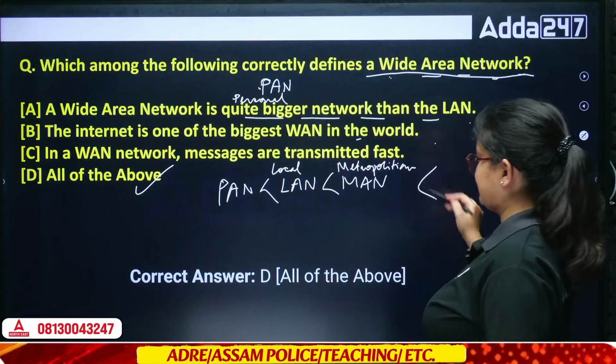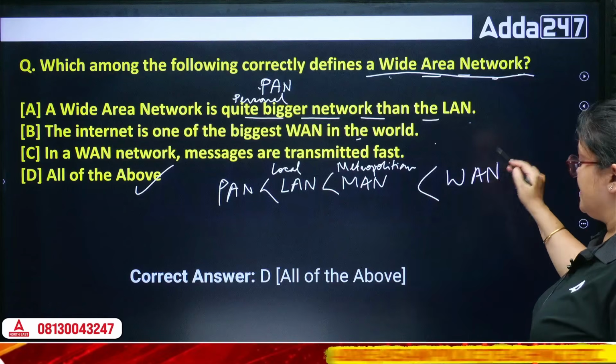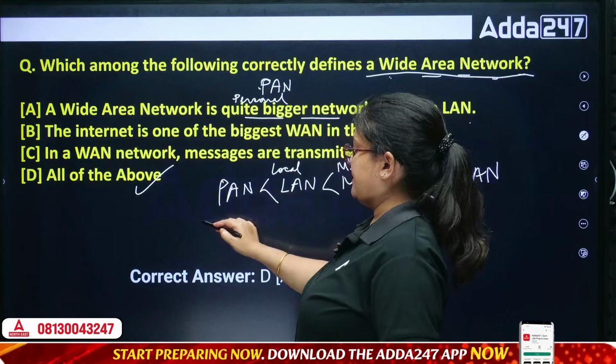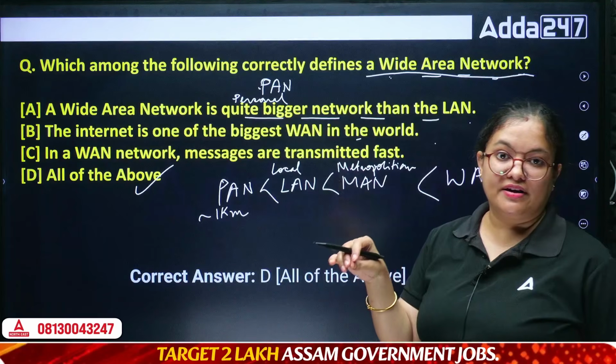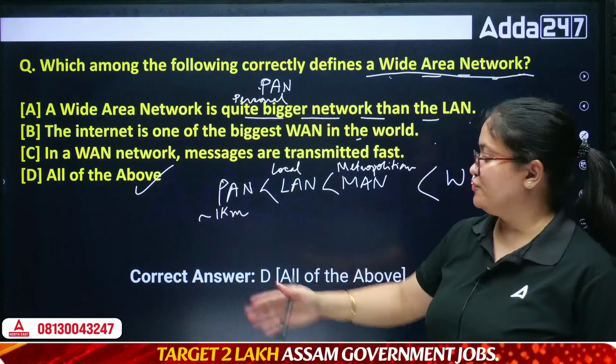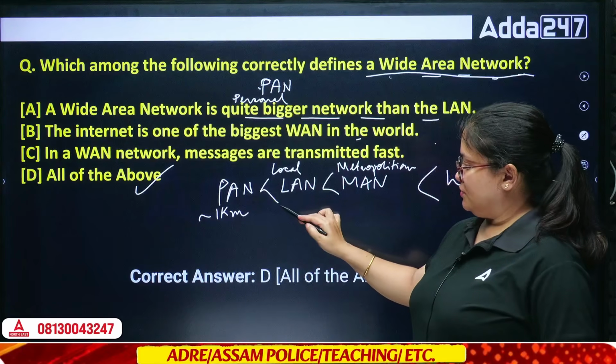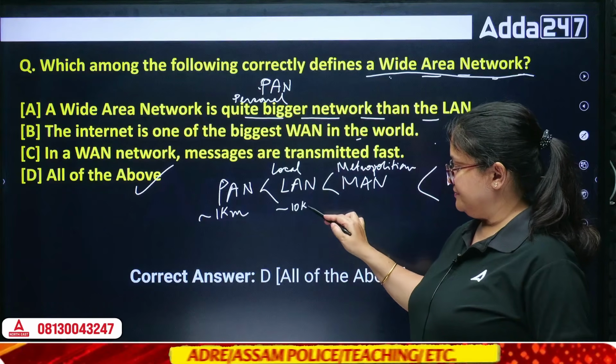While the last is WAN. This is the largest connection. Now the range of PAN is around 1 kilometer. Think I have placed a Wi-Fi connection in my home, so that will be the example of a PAN connection. Now the range of this is approx 10 kilometer.